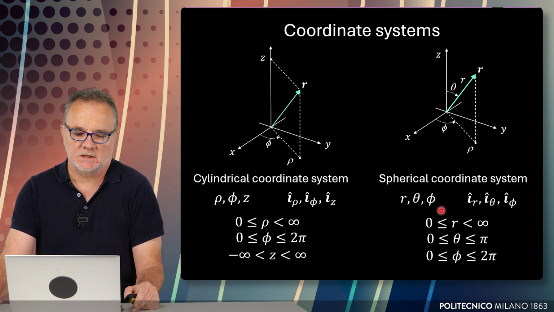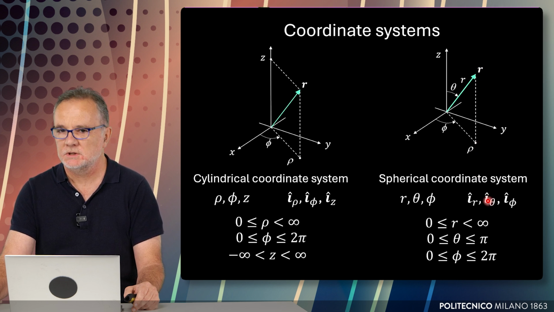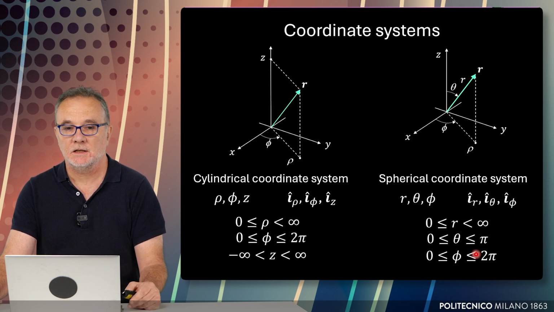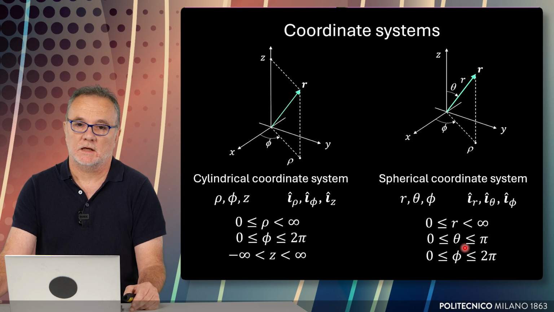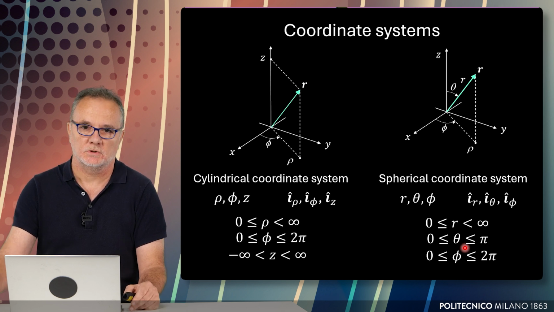In the spherical system, the three variables are r, theta, the angle with respect to the z-axis, and phi, the angle of the projection of the point on the xy plane with respect to the x-axis. Also in this case, we have a set of unit vectors and the range of the various coordinates. The cylindrical and spherical coordinates are the most common ones. There are other coordinate systems that are not used in this course.